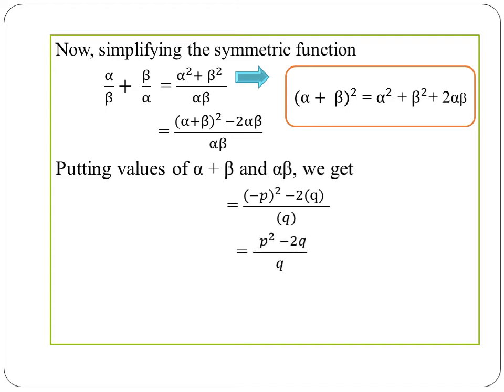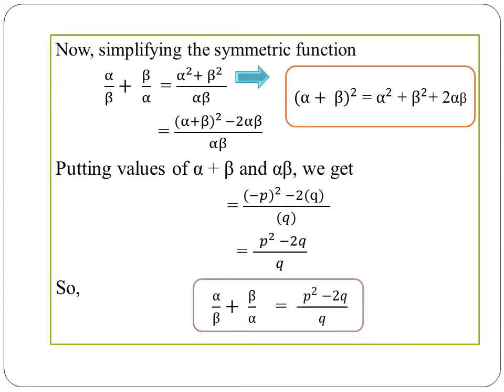So here the question is solved and we get the final expression as alpha by beta plus beta by alpha equals p square minus 2q divided by q.